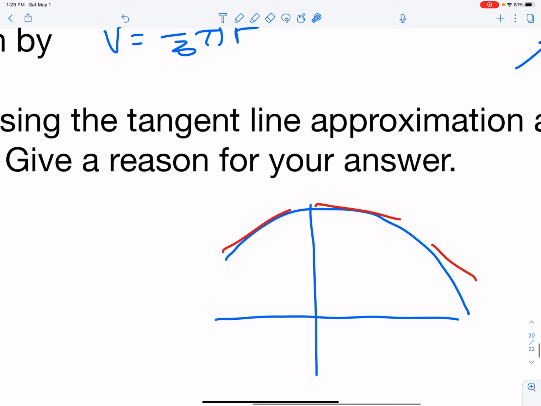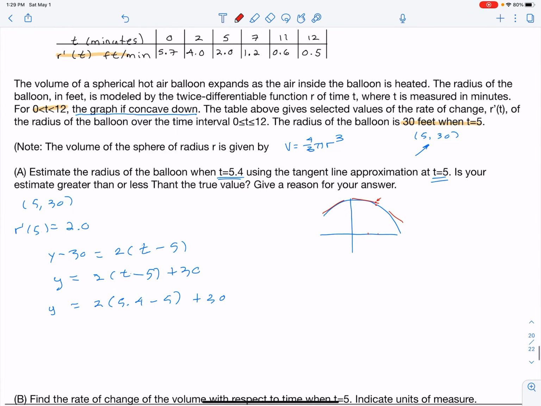Let me zoom in here really quickly. Let's say this is 5 and this is 5.4. I'm trying to evaluate this point right here on the graph, but my tangent line lies above it, so I'm getting the point with the arrow on it. Because it's concave down, the tangent lines lie above. So when we evaluate values for that tangent line, we're getting an over approximation.